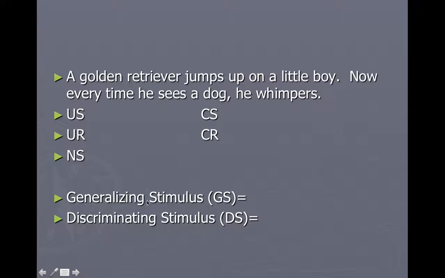Now, if you're talking about a generalizing stimulus, one that's similar to the original one, golden retriever, you could say any dog. If I'm generalizing, it could be a lab, it could be a Doberman, it could be a Brittany Spaniel, any kind of dog. If you were talking about a discriminating stimulus, you would have to say specifically golden retrievers. That would be the only particular dog that the little boy would be fearful of.